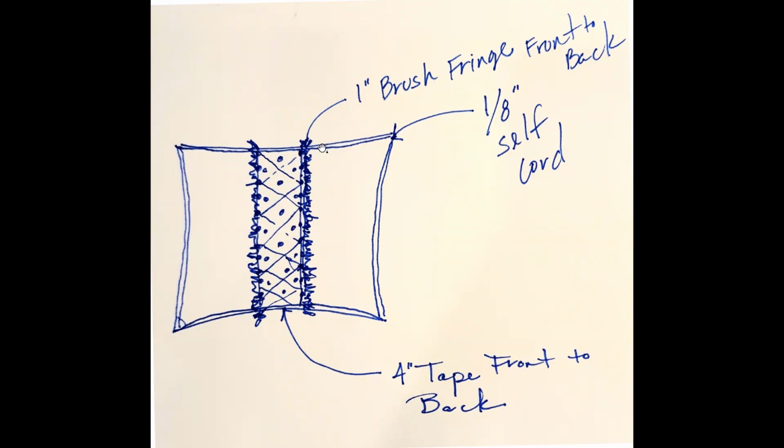But this is coming from a professional designer, and so it's kind of got some of that authenticity here as well. You can see here that it's going to have an 1/8 inch self-welt cord or self-cord, and that means that the cord around or the border around the pillow is made from the main fabric. And then you can see that there's a label for the 4-inch tape that's going to run front to back on the pillow, and then the fringe that's going to come in on either side.